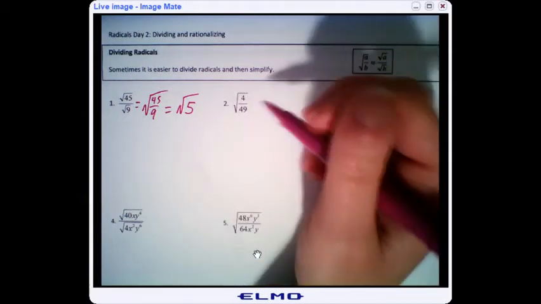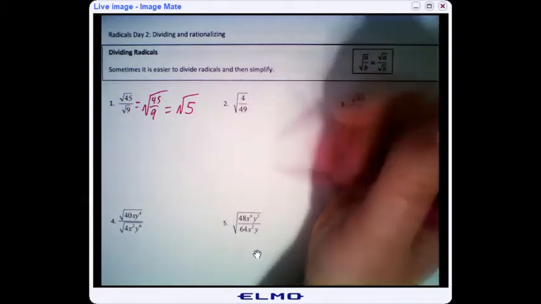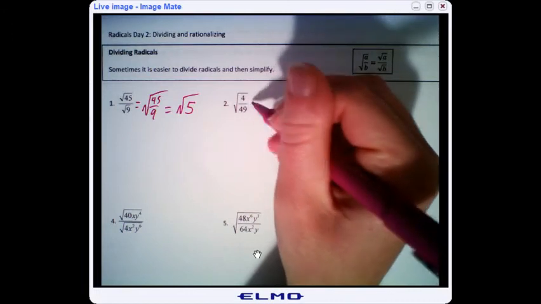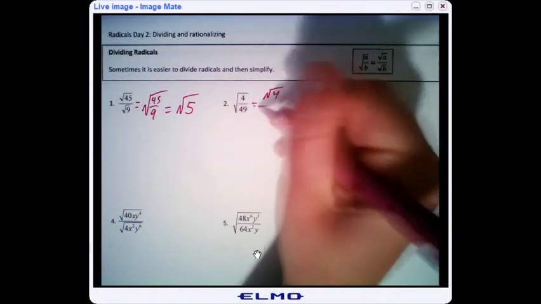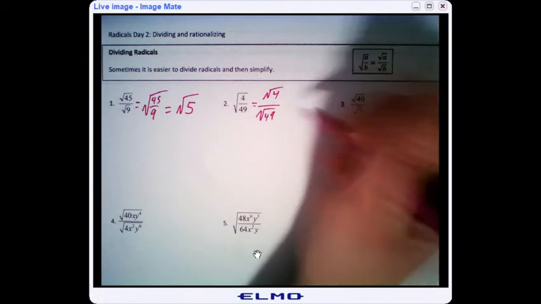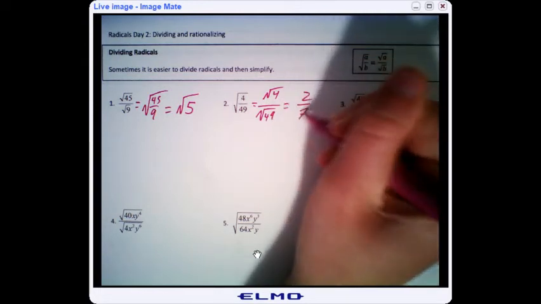The square root of 4 over 49. These will not simplify, so I'm going to split it up into the square root of 4 divided by the square root of 49. That's going to give me 2/7.